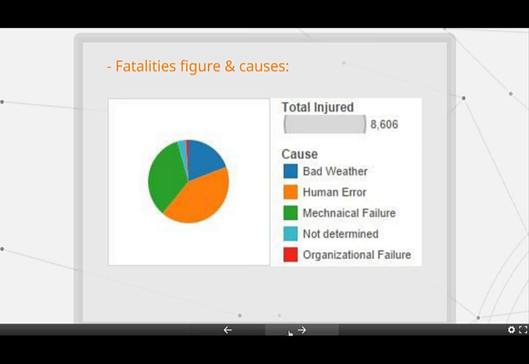This pie chart shows the fatalities figure due to the accidents and their causes. After analyzing the accident data, we observed that majority of accidents were caused due to human errors. Now, human error can be further classified into different subcategories such as pilot error or other human error.